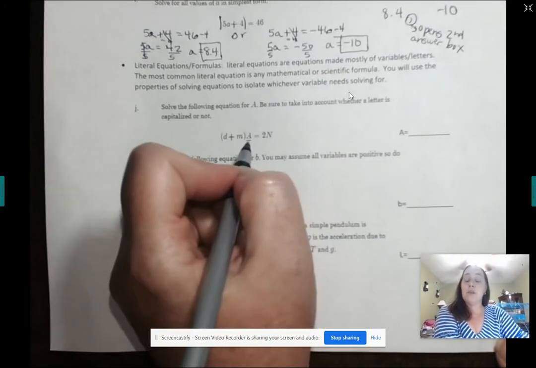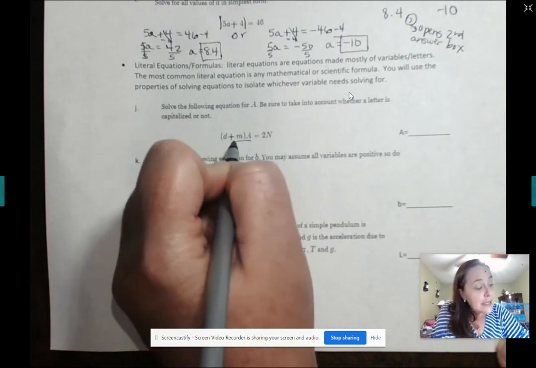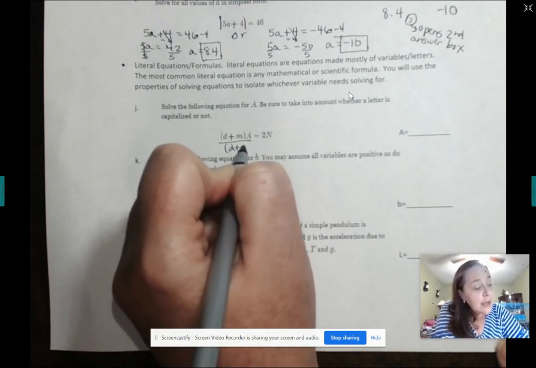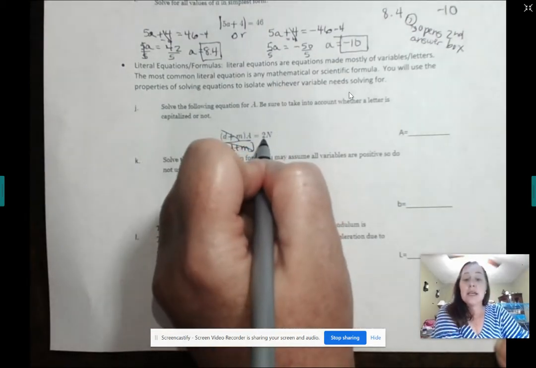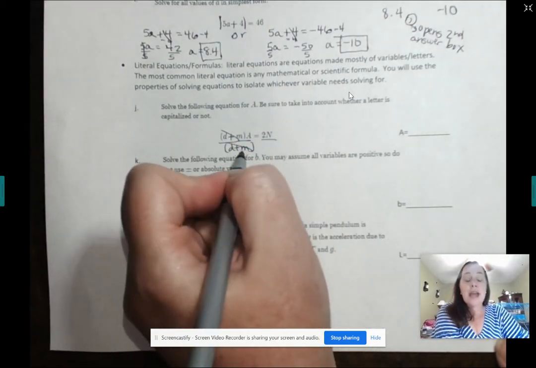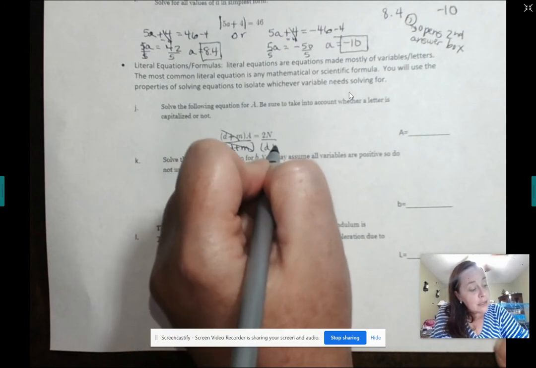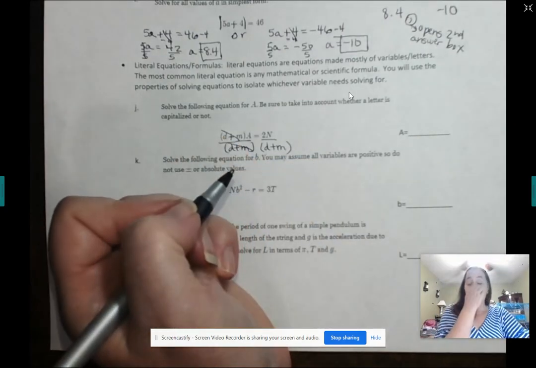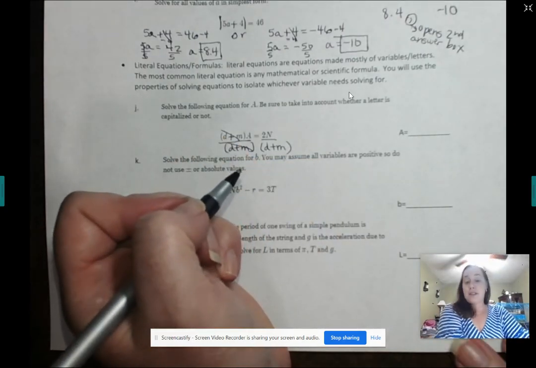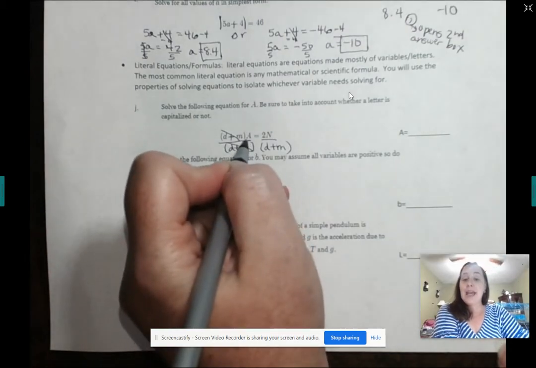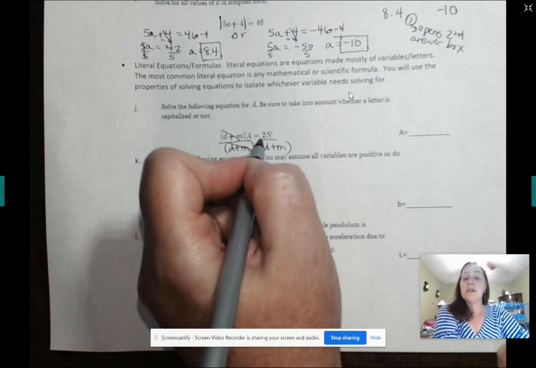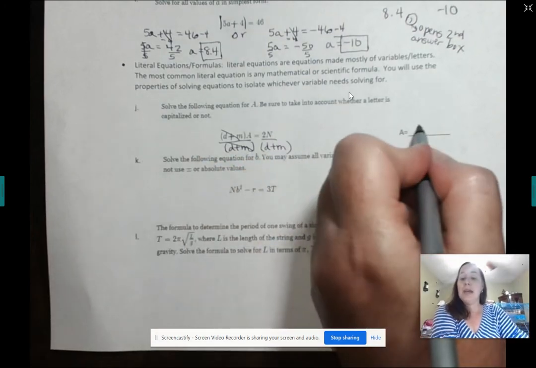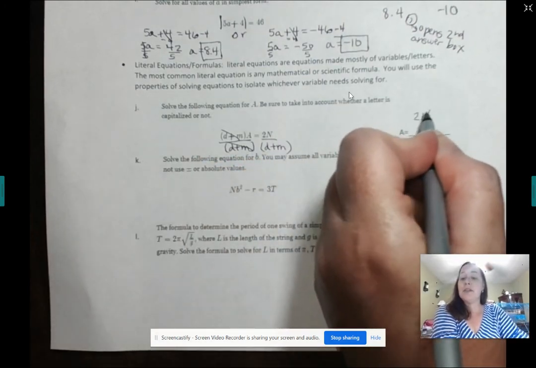So how do I get rid of multiplication? I divide it. So I'm going to divide away this entire expression that's in parentheses to get rid of it on the side where A is. But remember, that will then introduce it to the bottom of the other side. So I get A equals 2 times capital N divided by D plus M. And that's exactly what you will type into your calculator.